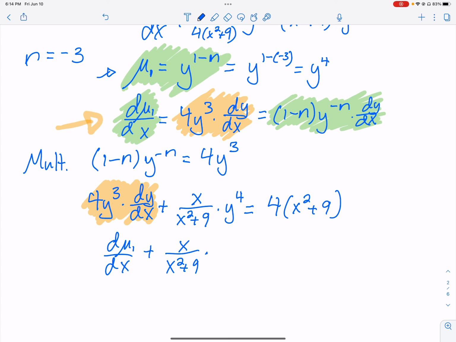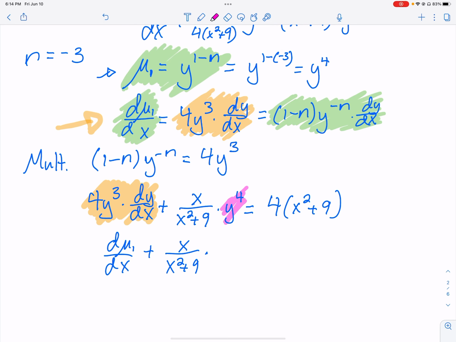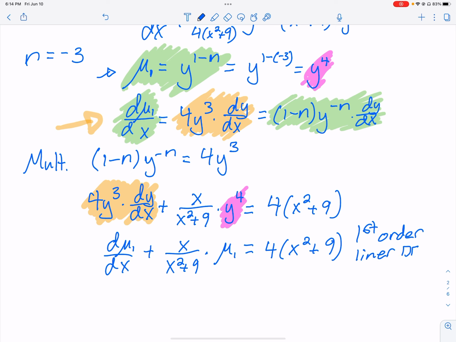Right? But y to the fourth, if you notice, this y to the fourth, let's do a different color here. Pink. This y to the fourth is right here. So I can replace y to the fourth with mu1. And then the right-hand side only has x's. This is now a first order linear dE.